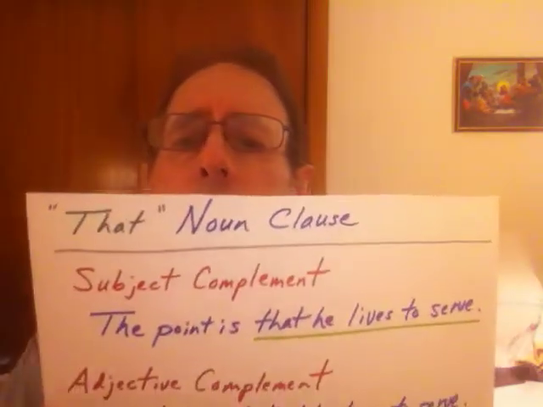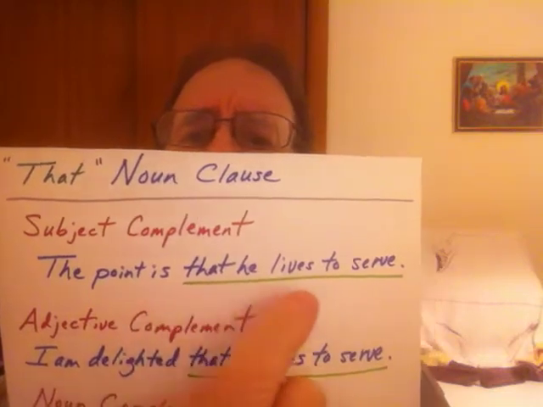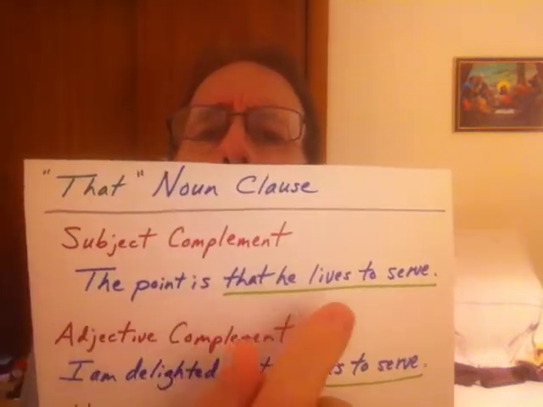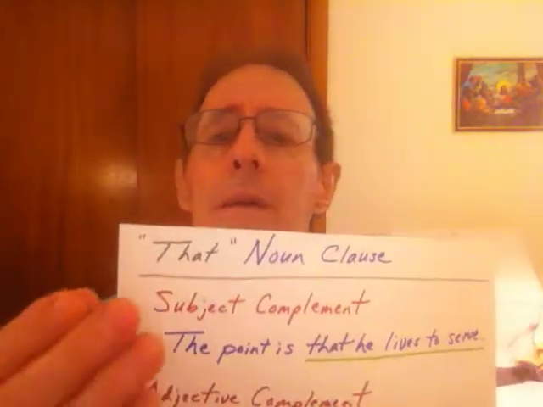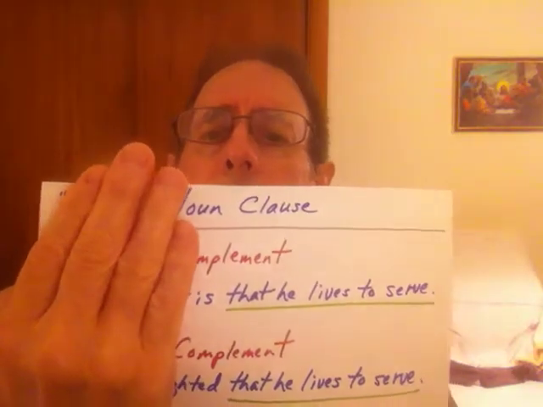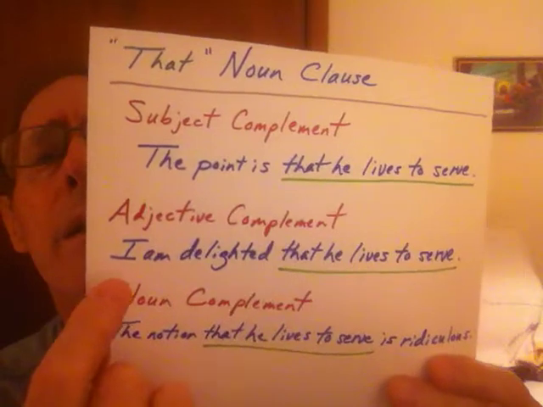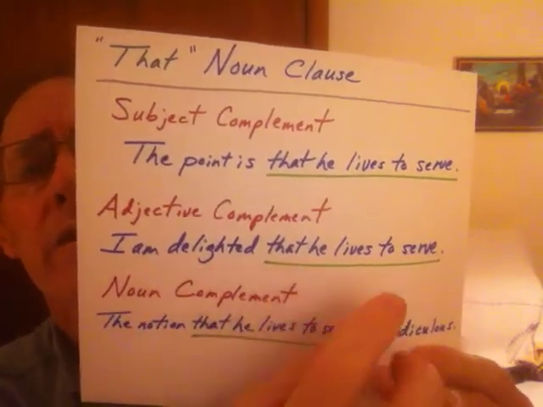Now then you have the complements. Subject complement, you might have heard about that. The point is that he lives to serve. The point is the subject complement, which in the old days might have been called a predicate adjective. It's an adjective that's in the predicate. In other words, the predicate part of the sentence, okay? And you have your adjective complement. I am delighted that he lives to serve.